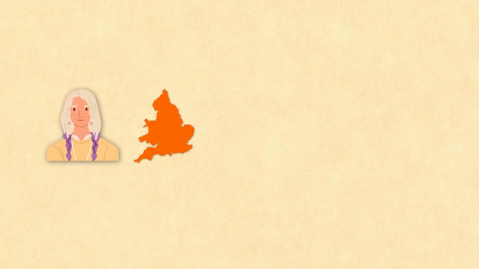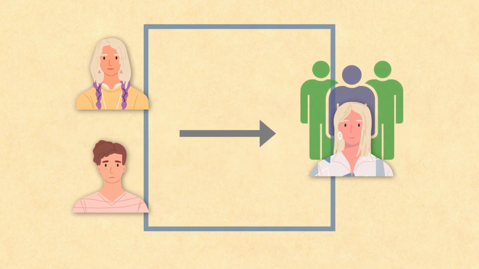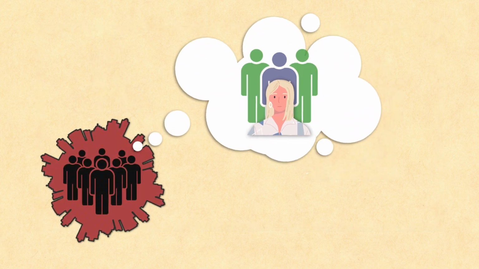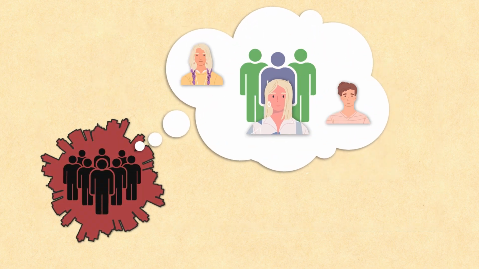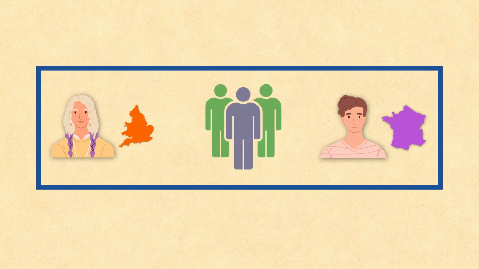For example, Dana's family comes from England. George's family comes from France. In the US, Dana and George are both part of the same racial group. Society decided that they were both white. The difference between them does not mean they are in different racial groups.